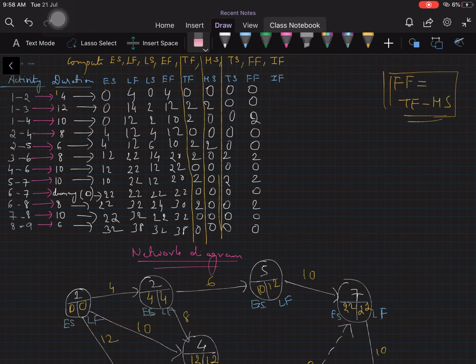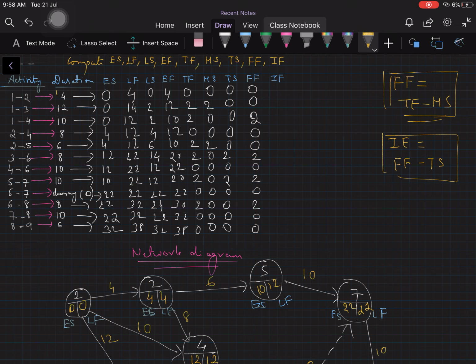Let me erase these columns because we don't need this. Now finally the last one, that is independent float. How do we get this independent float? For independent float the formula is independent float is equal to free float, the one which we calculated just now, minus tail event slack, TS. That is basically free float column, this column, and tail event slack.